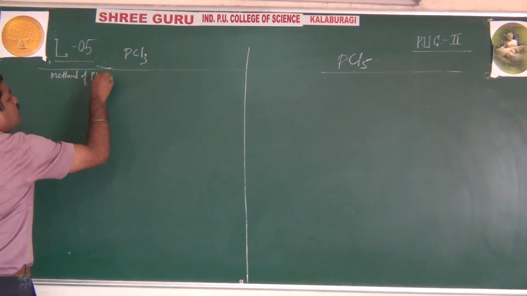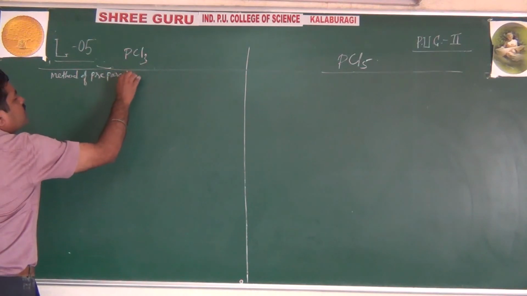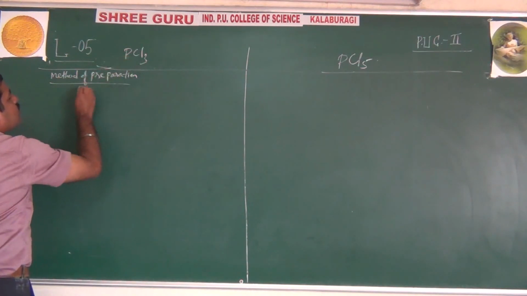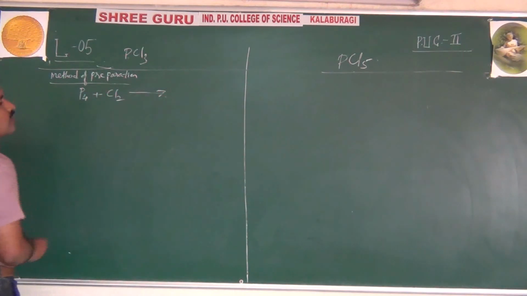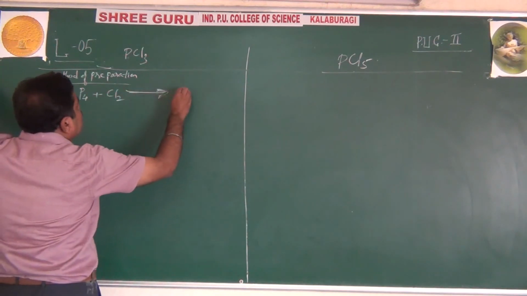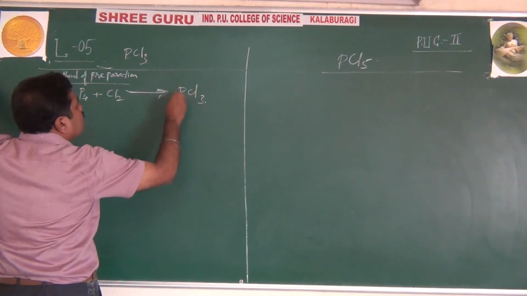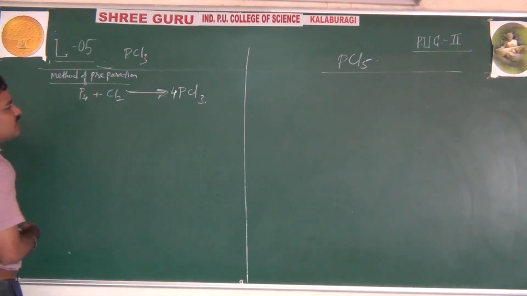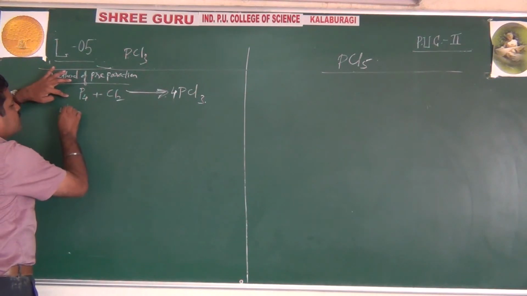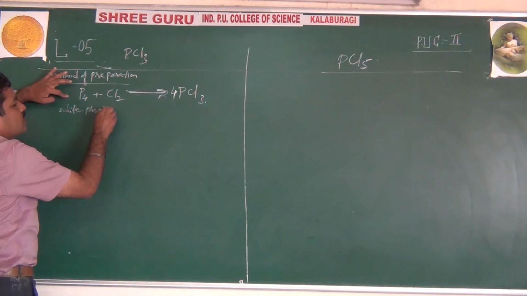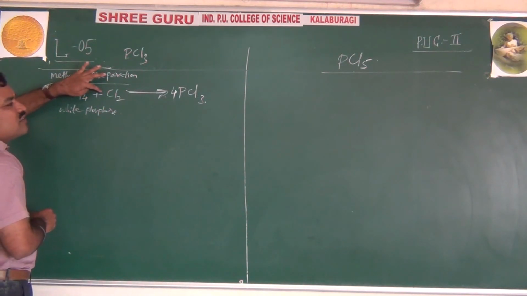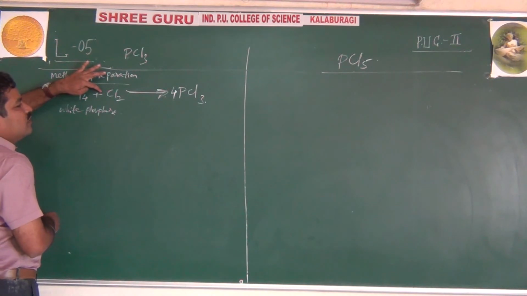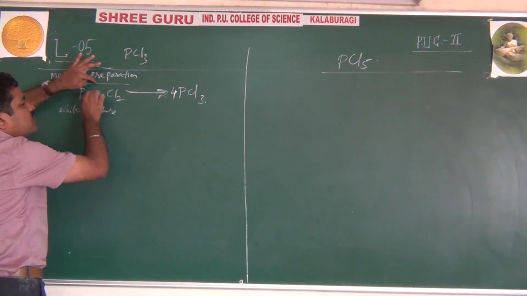In the method of preparation, see students, white phosphorus reacts with dry chlorine and forms PCl3: P4 plus Cl2 gives 4PCl3. This is one method. On passing dry chlorine gas over white phosphorus, you get phosphorus trichloride. So just balance it by multiplying Cl2 by 6.